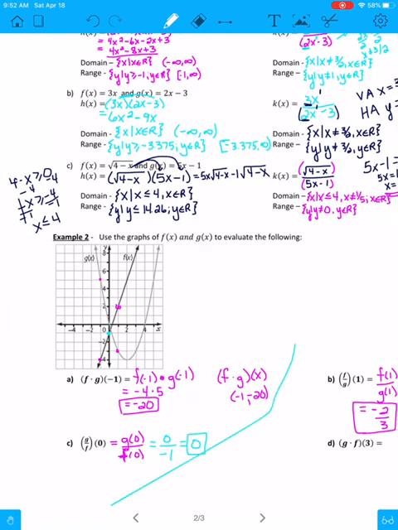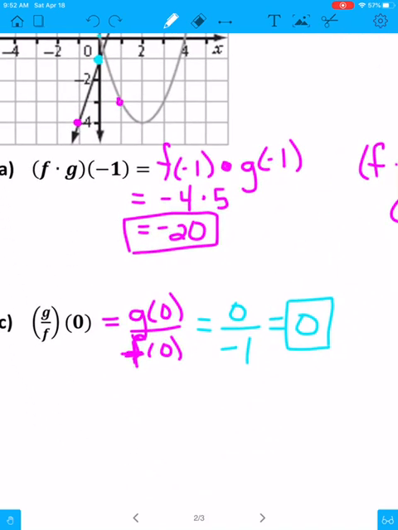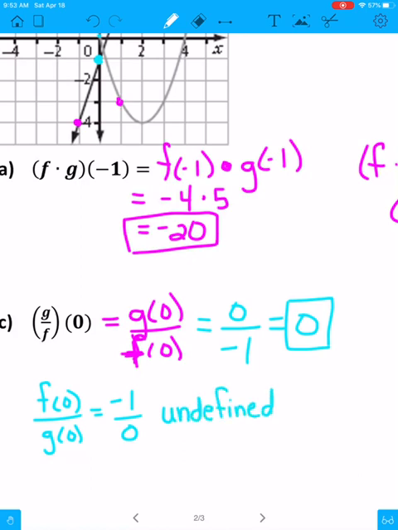However, if I did f of 0 divided by g of 0 instead, say they had asked me that, now it would be -1/0, which is actually, you can't divide by 0. It would be undefined. On the graph of f divided by g, at 0, I would have a vertical asymptote. That's what it means. So whenever I get this, where it's dividing by 0 and it gets me undefined, on the graph of f divided by g, I would actually have a vertical asymptote at 0.